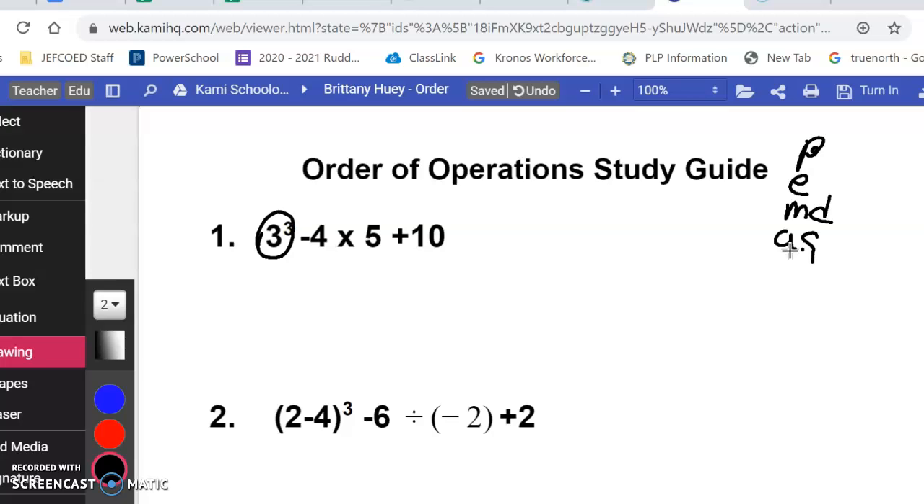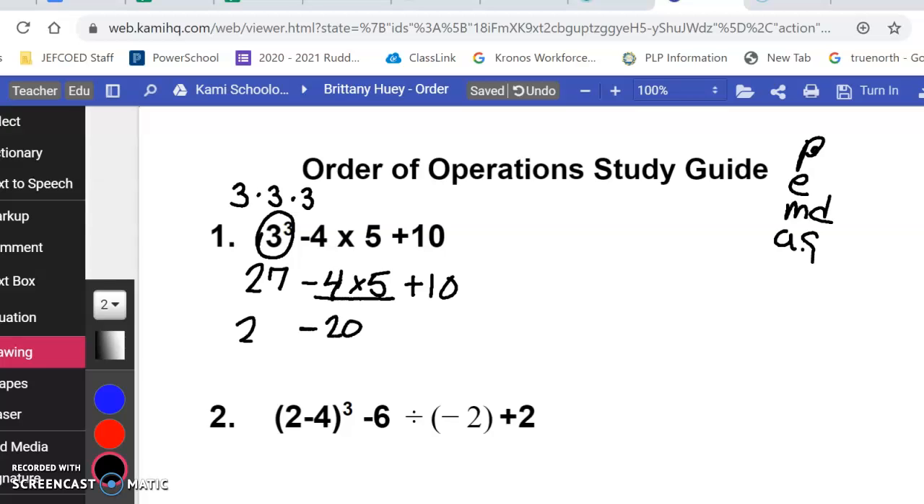What an exponent means is you take the base, we're going to multiply it times itself 3 times. So 3 times 3 is 9, times 3 is 27. So 27 minus 4 times 5 plus 10. All right, our next step is multiply and divide. Notice right here we have some multiplication. So 4 times 5 is 20. I'm going to keep this minus sign.